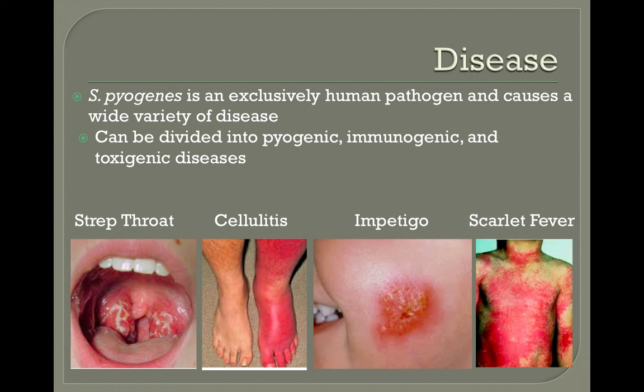S. pyogenes is an exclusively human pathogen and causes a wide variety of diseases. We can divide these into pyogenic, immunogenic, and toxigenic diseases. And here are some pictures demonstrating some of these clinical signs.